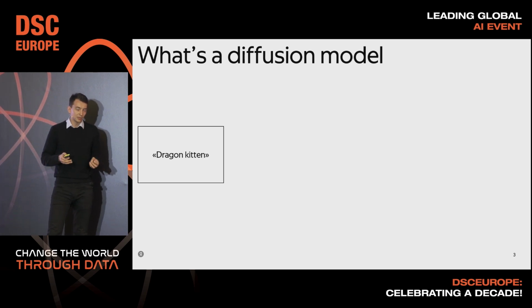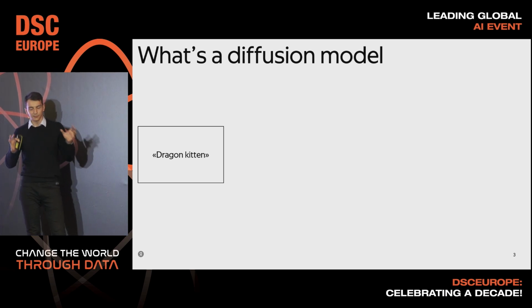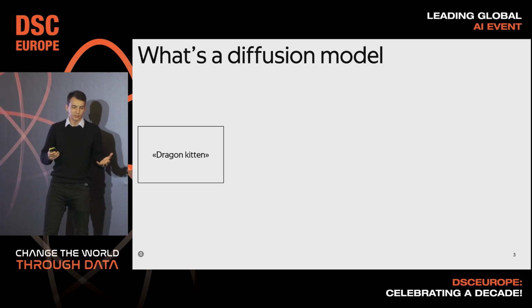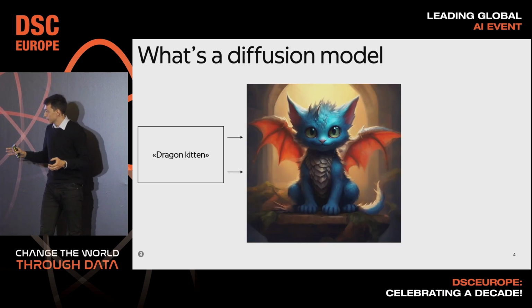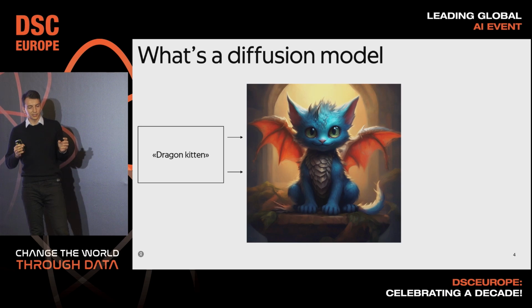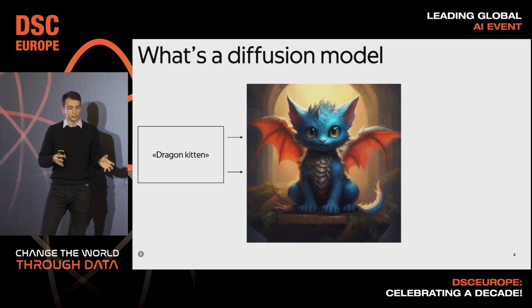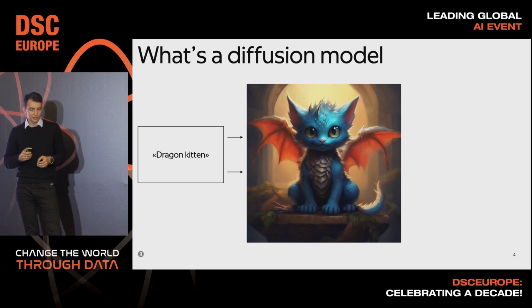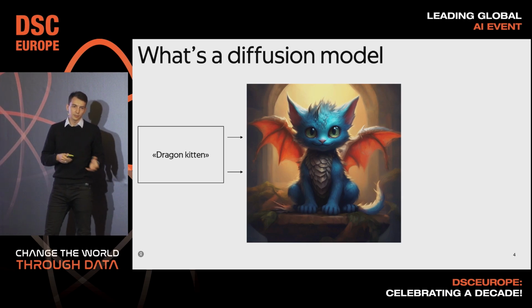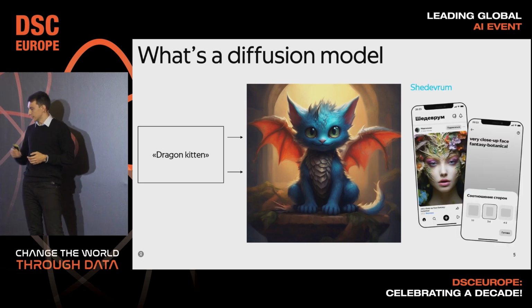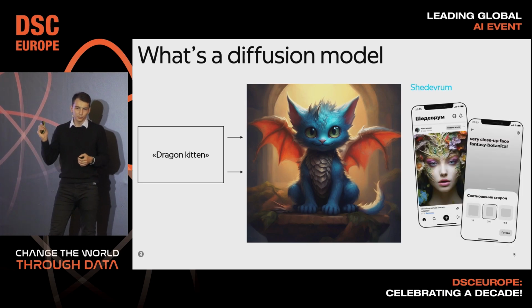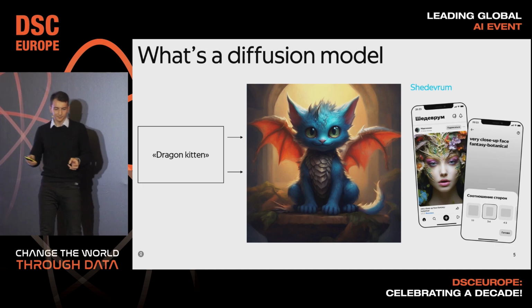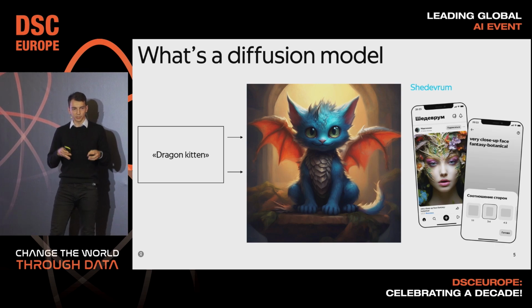So what's a diffusion model? Imagine you have an idea of a dragon kitten, and you want to get a picture of it, something like this. In the past, to get this image, you either needed to search on the internet for it, maybe draw it yourself, or commission an artist. That all takes a lot of time. But today, you can use some application like our Shedevrum or Midjourney, type your prompt and get your image in seconds. But how do they work inside?